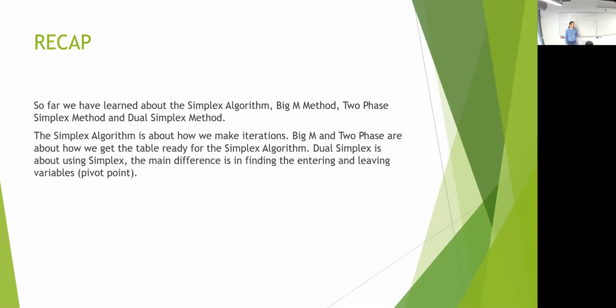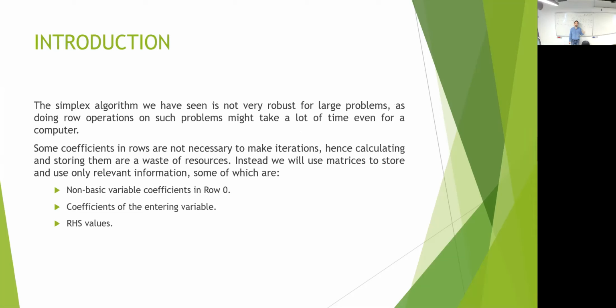With dual simplex, it's like using simplex, but for right-hand side values. How can we use the simplex algorithm for negative right-hand side values? This is all dual simplex was about. So, we are going to apply simplex again, but in this form, it's going to be for bigger problems, if we can. Of course, we're going to start small, but we can apply this to bigger problems much easier.